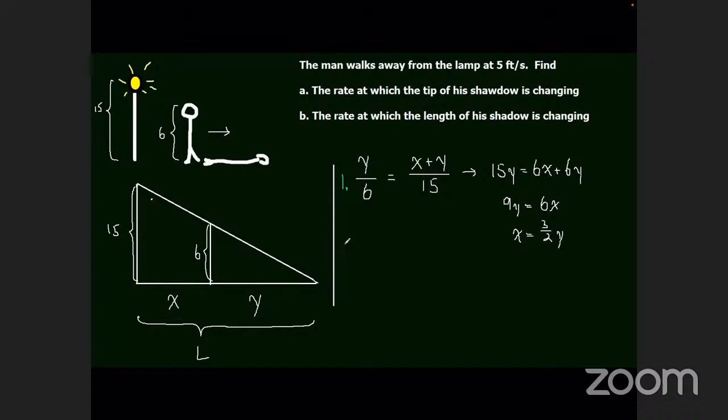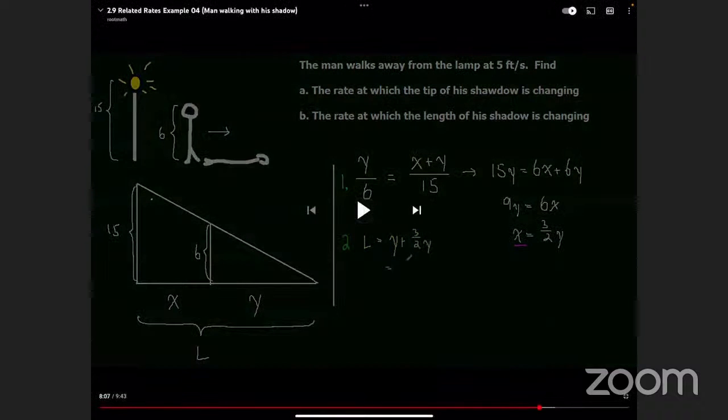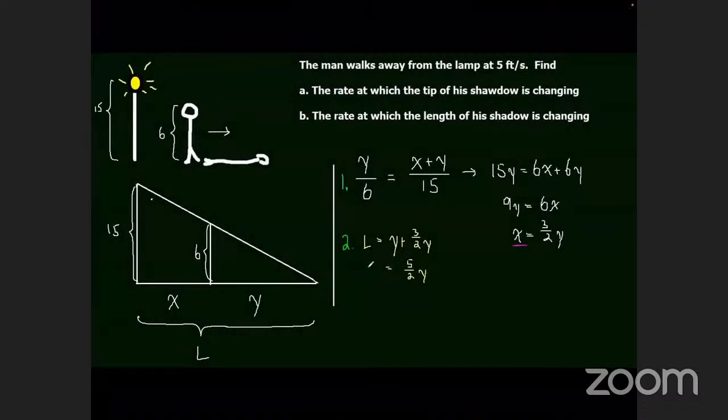And now let's go back. So we have L equals y plus 3/2 y. So we made a different substitution now. We took x out. We had y plus x, but x is just 3/2 y. This will become equal to 5/2 y. You find a relationship. Yeah. That is equal to L.